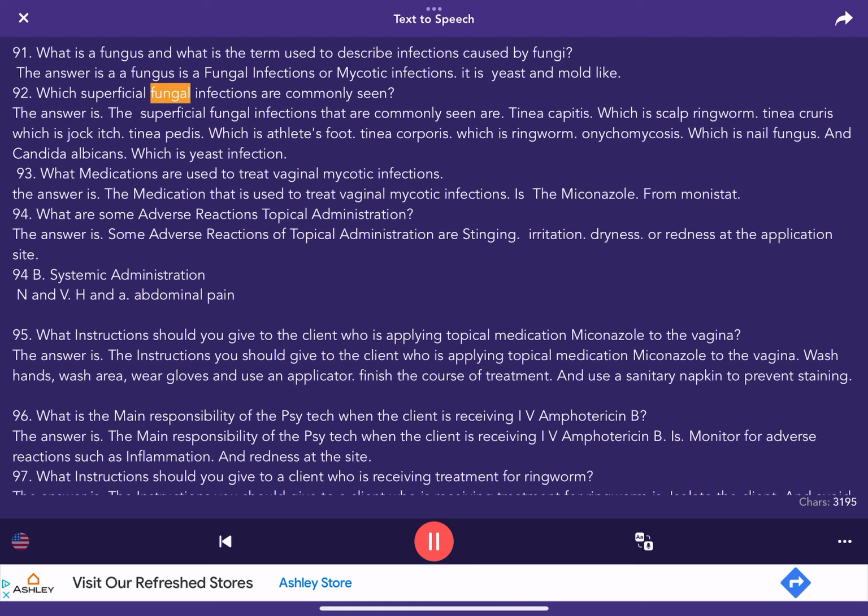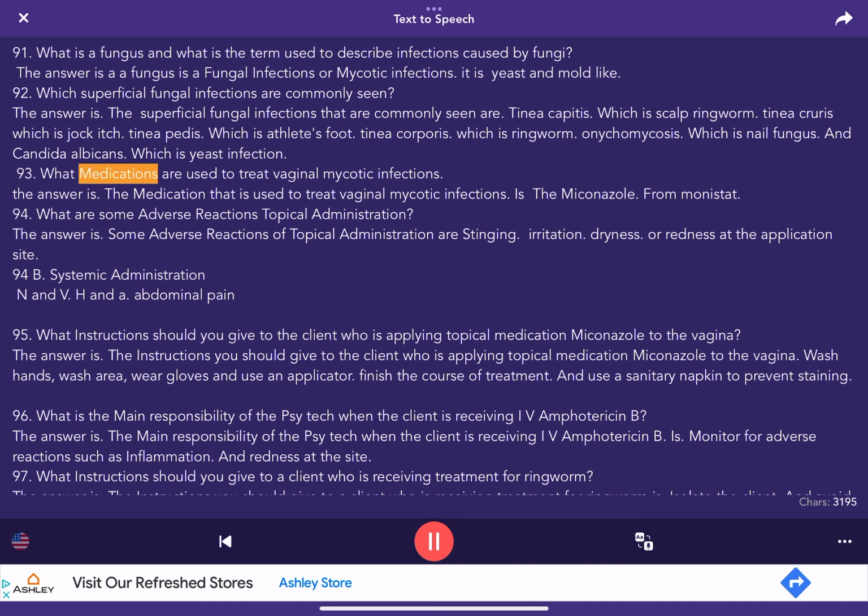92. Which superficial fungal infections are commonly seen? The answer is, the superficial fungal infections that are commonly seen are Tinea capitis, which is scalp ringworm, Tinea cruris, which is jock itch, Tinea pedis, which is athlete's foot, Tinea corporis, which is ringworm, onychomycosis, which is nail fungus, and Candida albicans, which is yeast infection.